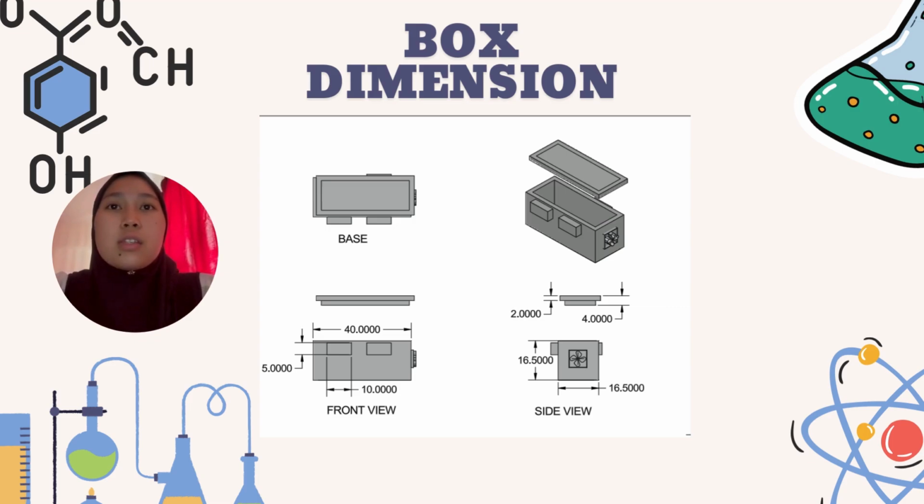So here is our layout for our AutoCAD drawing. We have our base, which is on the bottom. We have our front view, and our side view. And lastly, last but not least, is our isometric view. So this is our layout for our drawing on AutoCAD.